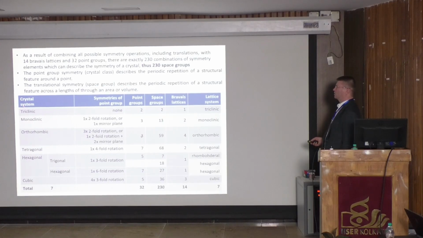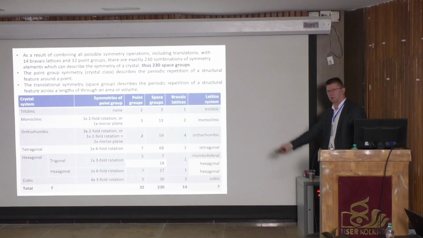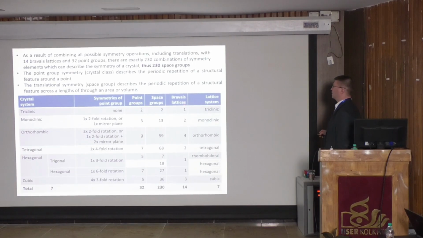So when you have a crystal system, triclinic, which kind of symmetries do you have there? None. And then how many point groups you have, how many space groups you have. A space group is really a list of possible symmetries or symmetry operations, how the coordinates are changing. And then how many Bravais lattices there are. And that's the idea of the whole thing.